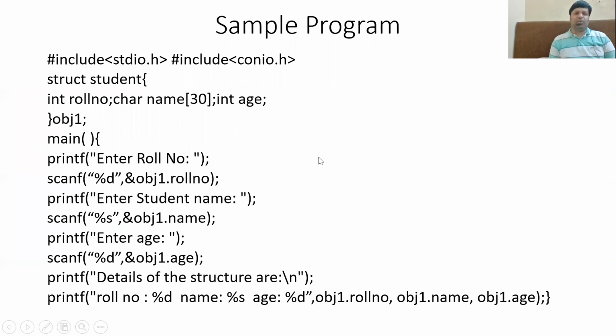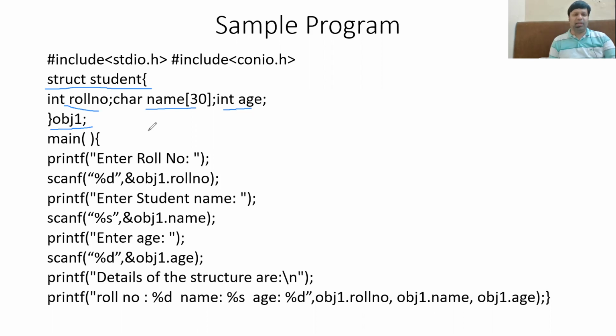Now this is a sample program to create and use a structure. So first of all, in this line, we are creating a user defined data type named student, which will be of structure type. And it consists of three data elements. One is the roll number, which will be of integer data type. Then a string, that is the character array or name of 30 elements, then the age. And we are also creating an object, obj1, right at the time when we are prototyping the student structure.